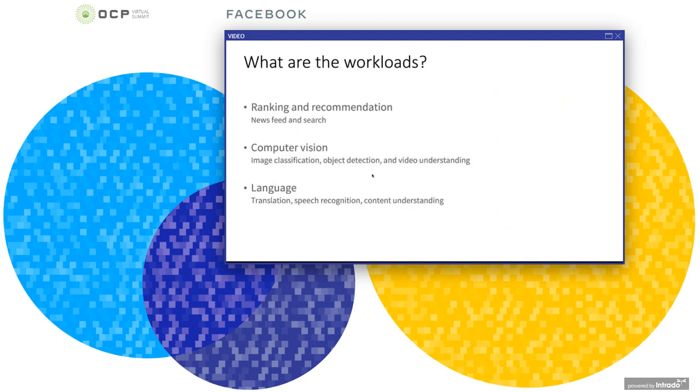Now that we know that we need to specify the workloads at hand, what are the workloads that are important for us at Facebook? Well, we have three main vectors: ranking and recommendation, which is used in newsfeed and search; computer vision, which is used for image classification, object detection, and video understanding; and language, which is used in translation, speech recognition, and content understanding.